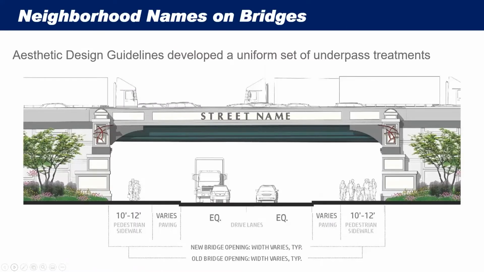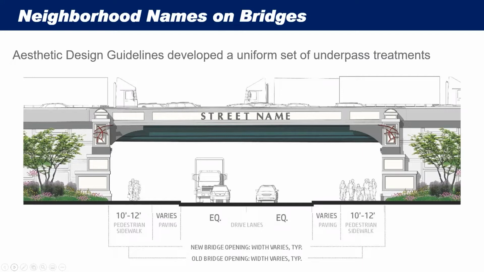Another comment that we did receive was regarding local street names on the interstate bridges. So our original aesthetic design guidelines included the local street name that you would be traveling on, or the interstate would be crossing over on the interstate bridge. So if this was Central Avenue, it would say Central Avenue on there. The comment we received was to include the neighborhood name that you were entering into.